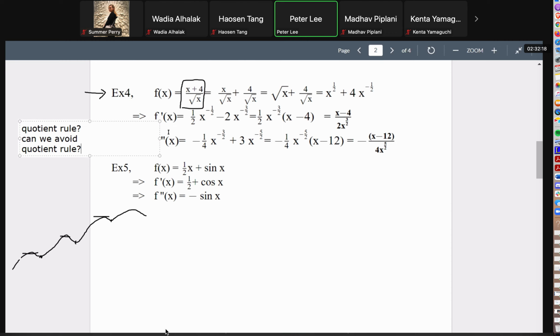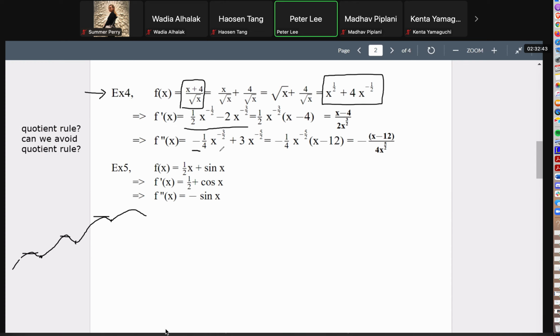Note that the denominator is a square root of x. It's like a monomial. It's not a polynomial, but it's like a monomial. So we can split, and then ultimately we can write it this way. From this form, we will be taking the derivative. We get it right here, and taking the second derivative, we get it right here.